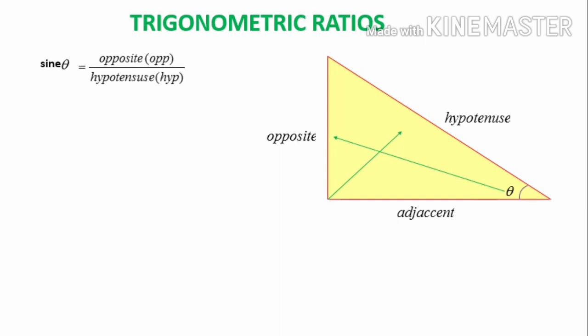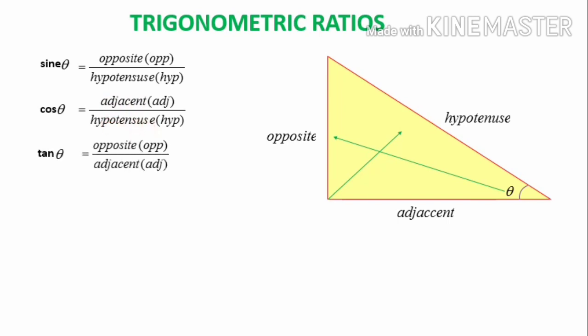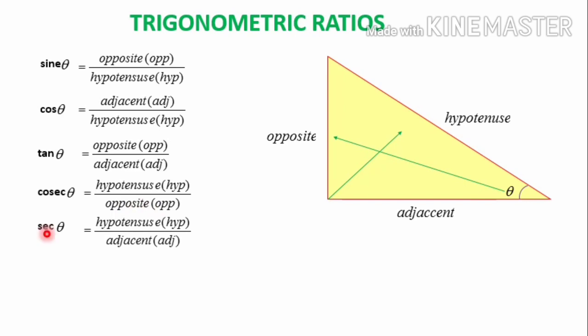The first trigonometric ratio is sin theta, that is equal to opposite divided by hypotenuse. The second ratio is cos theta, that is equal to adjacent divided by hypotenuse. The third one is tan theta, that is equal to opposite divided by adjacent. Fourth one is cosec theta, the reciprocal of sin theta, that is hypotenuse divided by opposite. Next is sec theta, that is hypotenuse divided by adjacent, the reciprocal of cos theta. And the last one is cot theta, equal to adjacent divided by opposite, the reciprocal of tan theta.